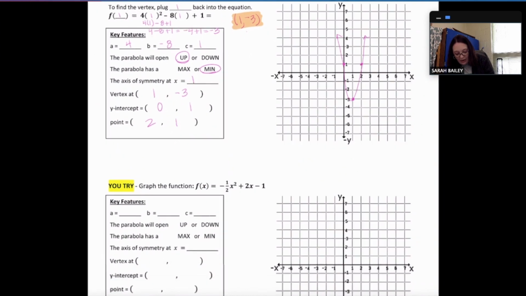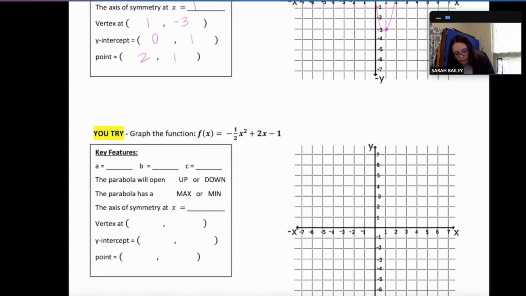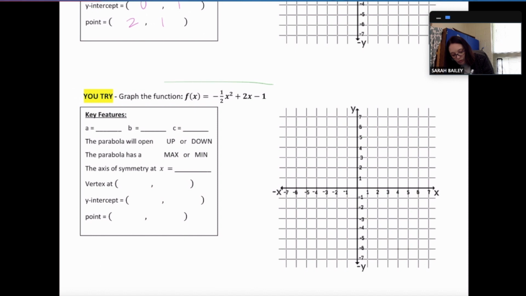Okay, so now it's going to be your turn. I want you to do this problem right here. So pause the video and try this one on your own. Remember, you can look back at what I did on the previous example to help you. So pause the video and try it now.